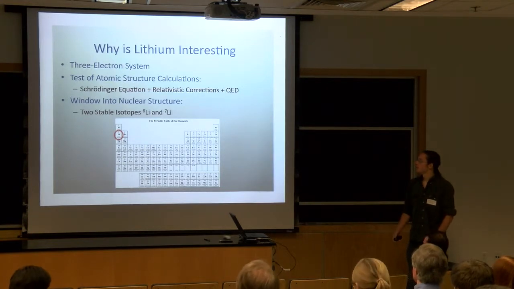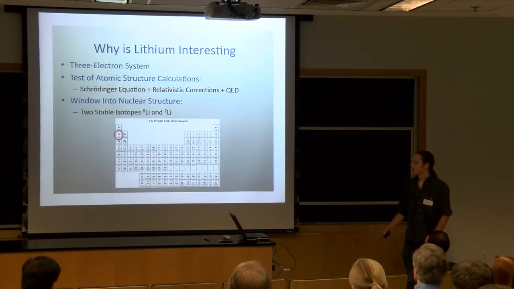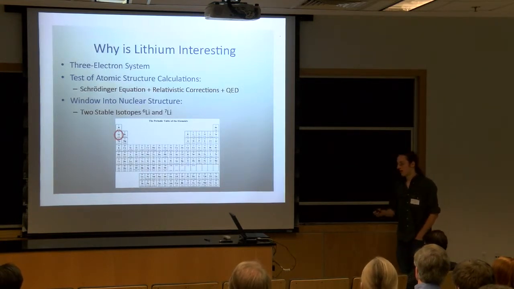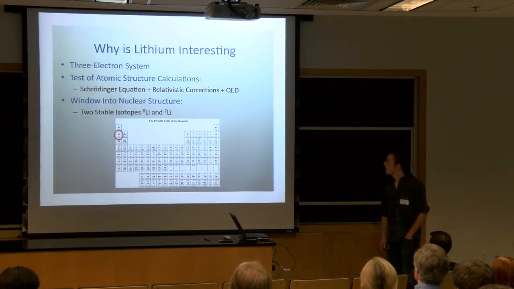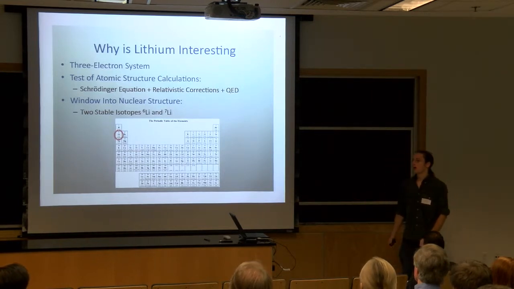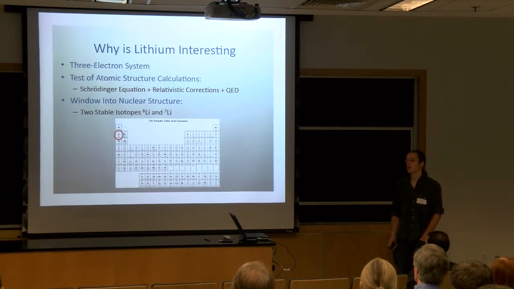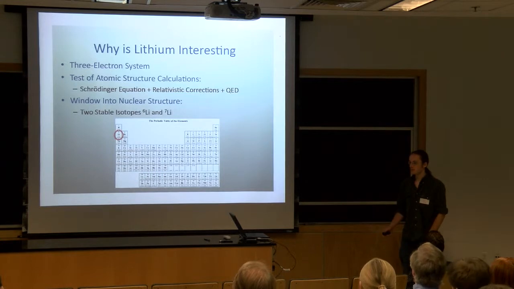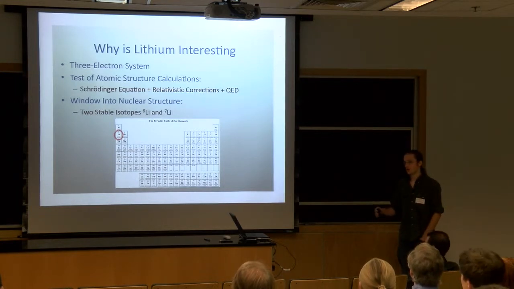This is important as we are testing how these corrections are added. We're not testing QED, we're testing how they're added into these calculations. Lithium also is a window into nuclear theory, as it has two stable isotopes, lithium-6 and lithium-7. This means that mass and volume changes allow us to look at how those affect the energy levels and how they shift.